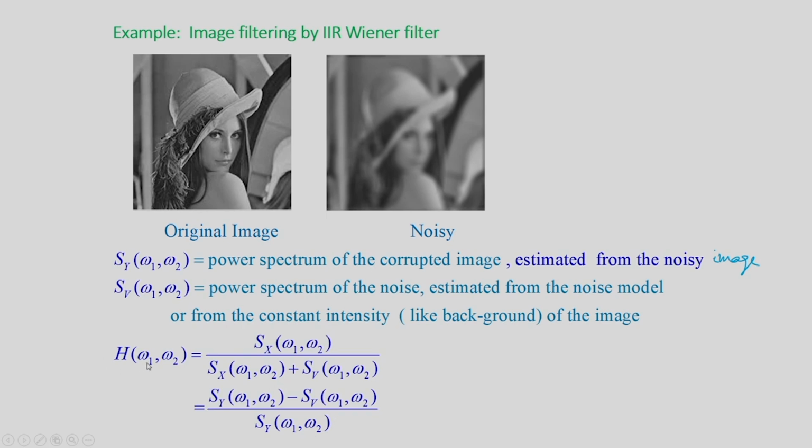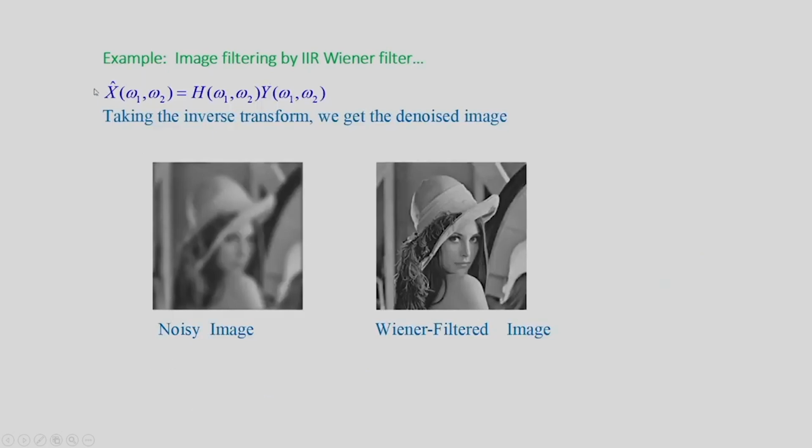Once we have H omega 1 omega 2, we can determine the Fourier transform X hat omega 1 omega 2 as H omega 1 omega 2, the transfer function, multiplied by the Fourier transform of the noisy image Y omega 1 omega 2. Taking the inverse DTFT, we get the denoised image. This is the noisy image, and after this step we get this Wiener filtered image. So, this is an application of the Wiener filter in 2 dimensions, and here the non-causal Wiener filter is used because the entire image data is stored and then we process it.